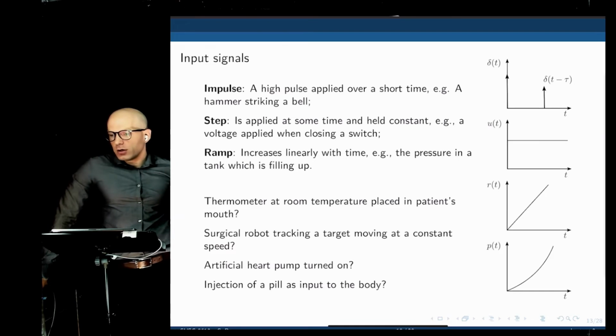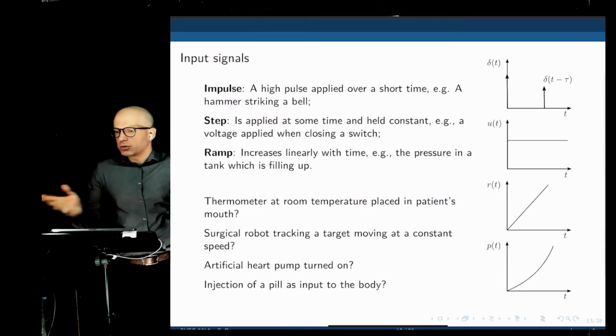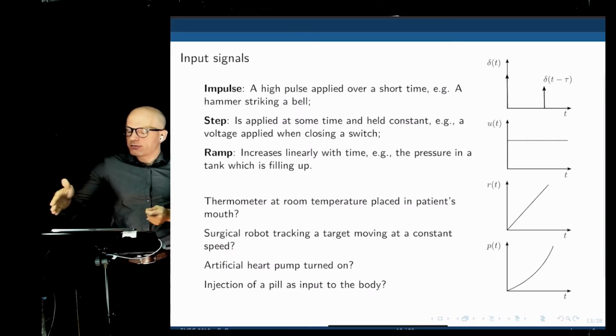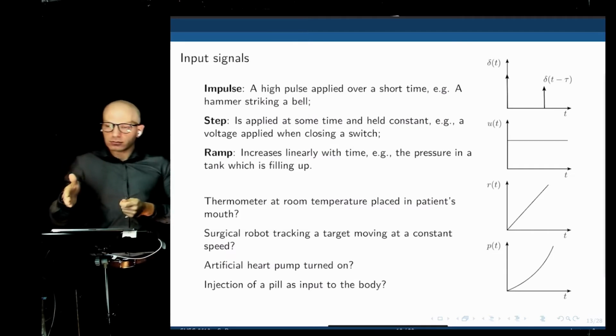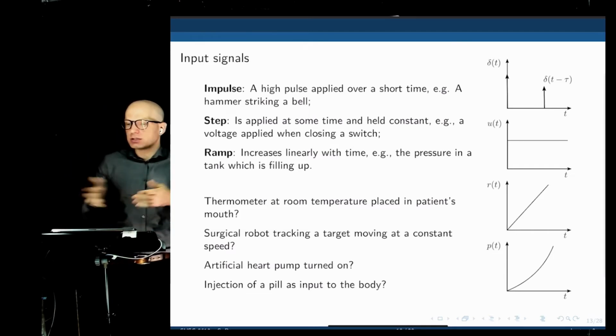If we are controlling the robot to follow the speed, it would be a step, indeed. What if we are controlling the robot to track a position? Then the target position keeps moving, keeps increasing, right? That would be then a ramp function. If you tell the robot, go at 5 millimeters per second, then the robot will just start moving at 5 millimeters per second. That's indeed a step.